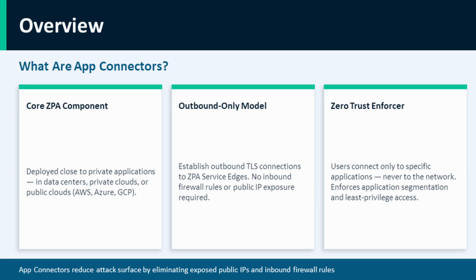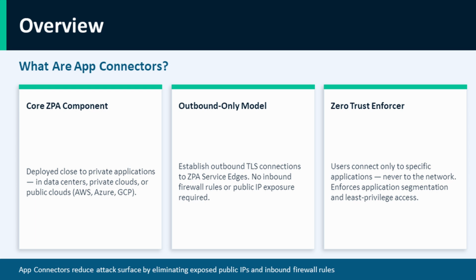Let's get started. App connectors are core ZPA components. Think of them as the bridge between your private applications and the Zscaler cloud. They're deployed close to the applications they serve, in your on-premises data centers, in private clouds, or in public cloud environments like AWS, Azure, or Google Cloud.